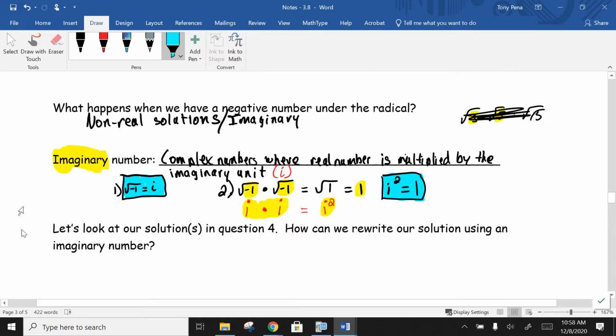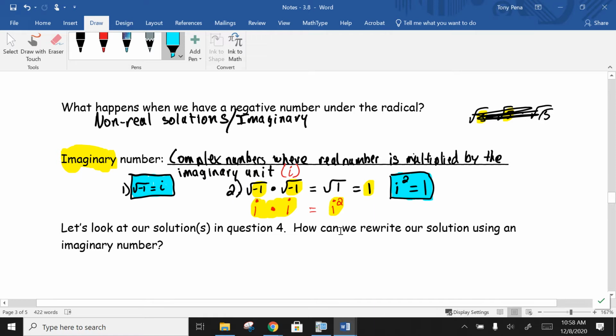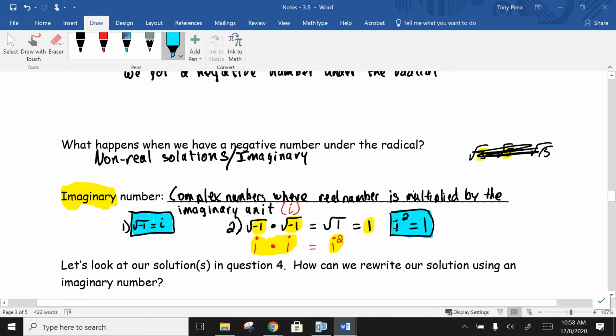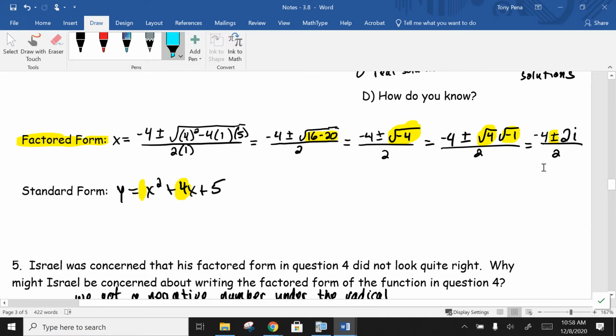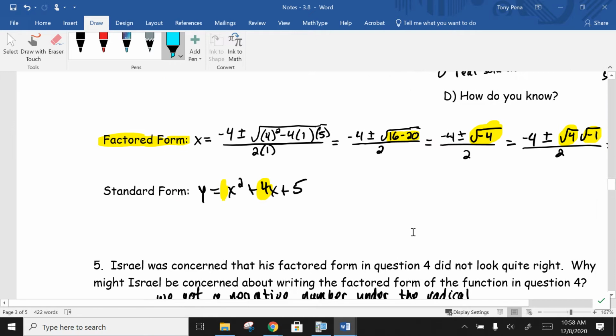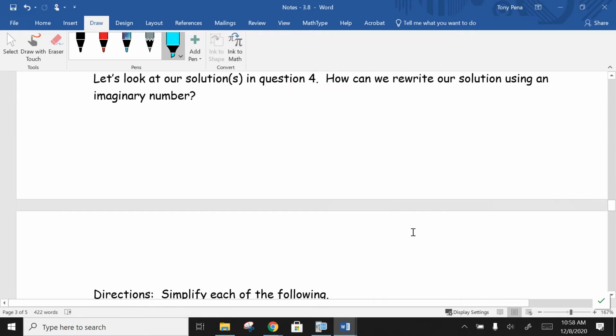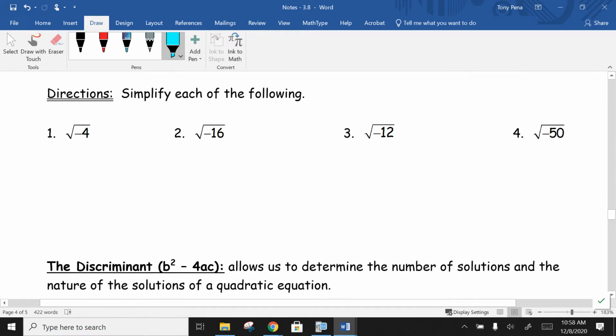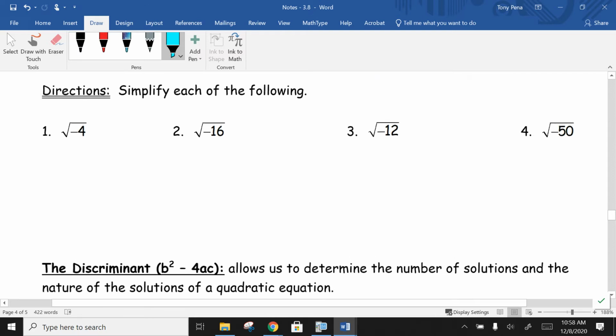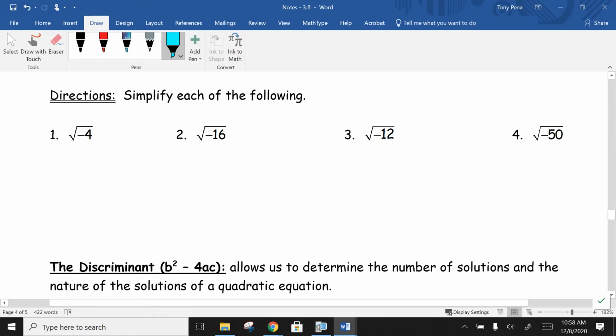All right, so this we've already done. Let's look at our solution in question number 4. We've already gone back and rewritten that. So that is this version here, where we now have negative 4 plus or minus 2i, all divided by 2. Okay. All right, so now let's make sure we have that part down. So go to numbers 1 through 4. And all I want you to do here is simplify each of the following expressions.